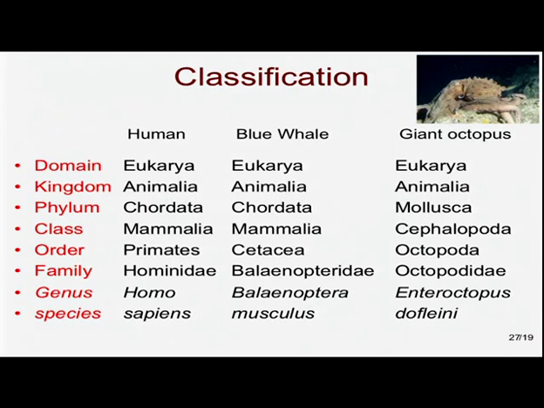And then their order, human beings are primates. The blue whale is a cetacean, so that's where we differ. And then the family for human beings is the hominids. Our genus is Homo, our species is sapiens. Okay?